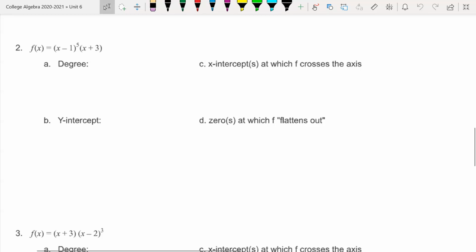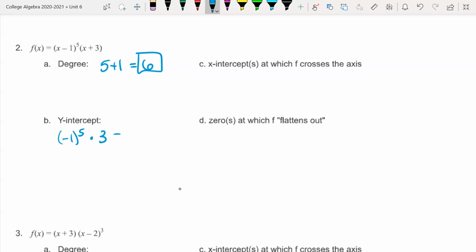So I'll give you another example. The degree, just add the exponents. So I do 5 plus 1. So my degree is 6. My y-intercept, I would take negative 1 to the 5th times 3, which is going to be negative 3. So write it as a coordinate.